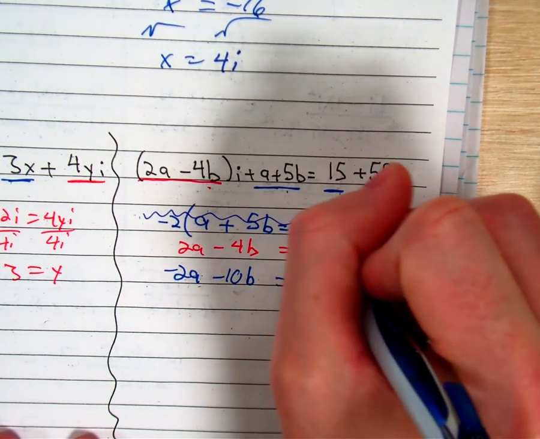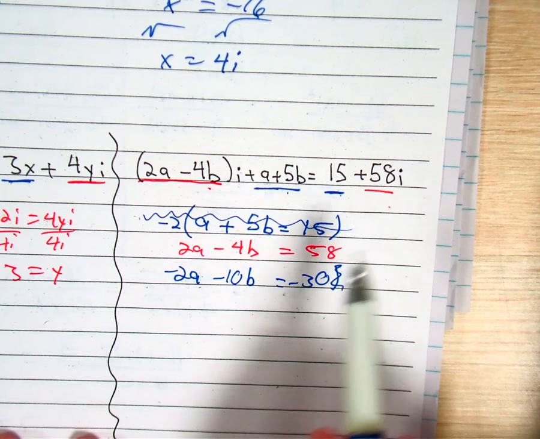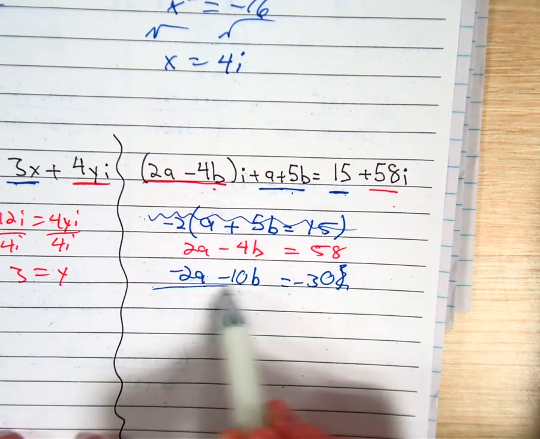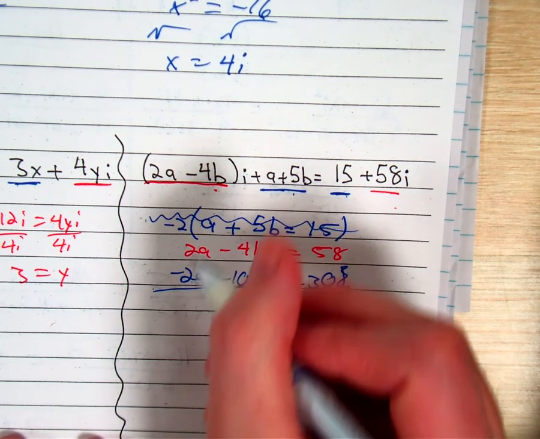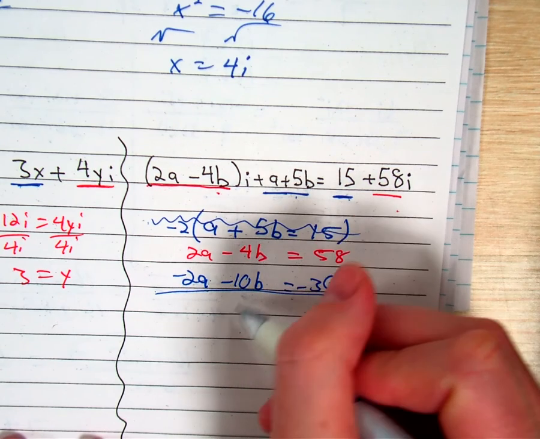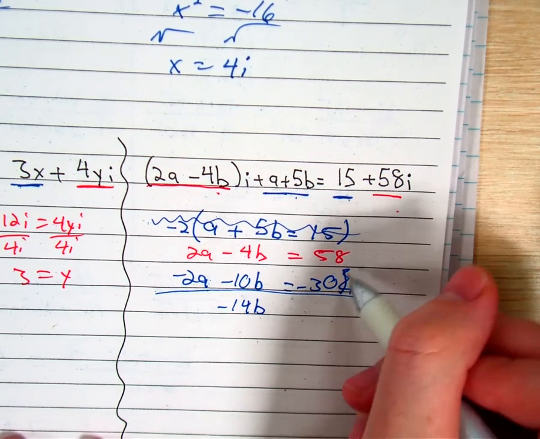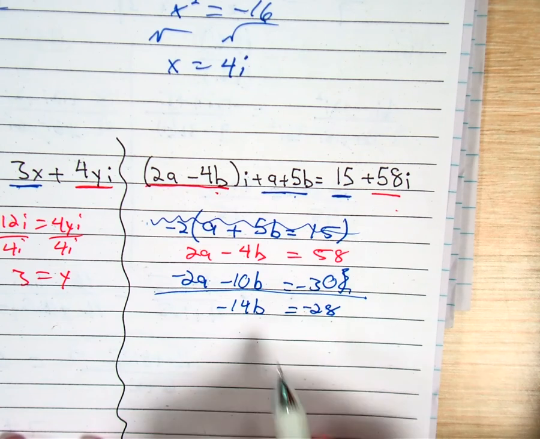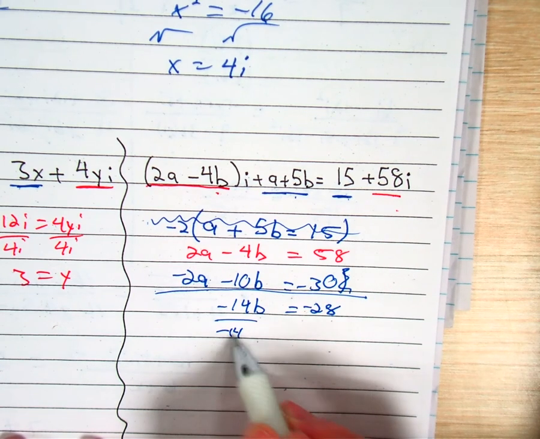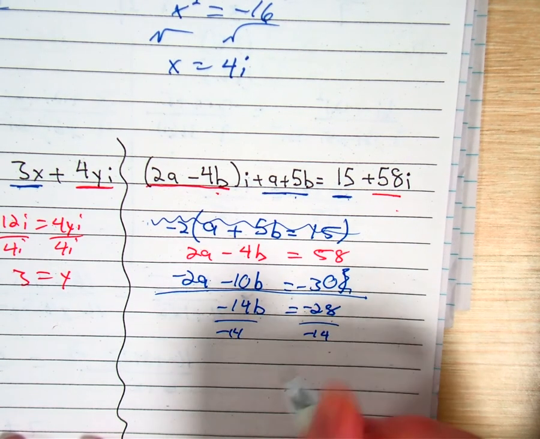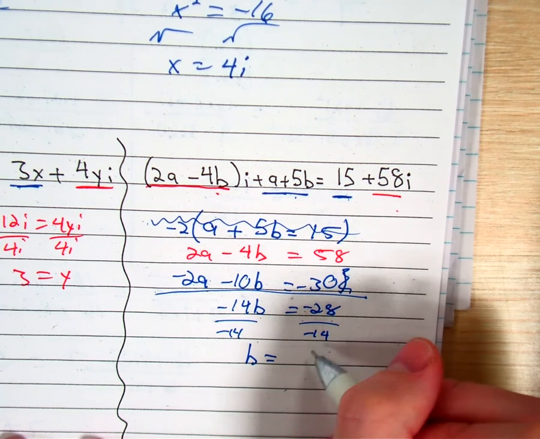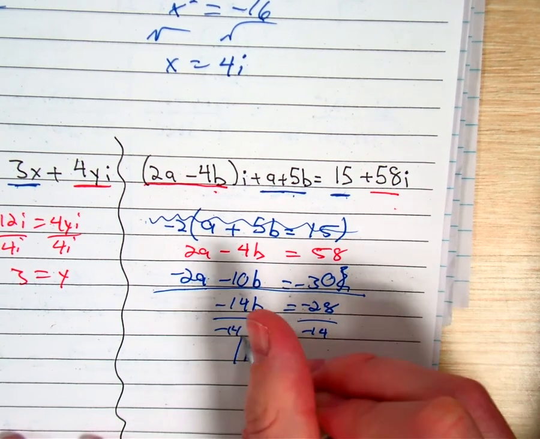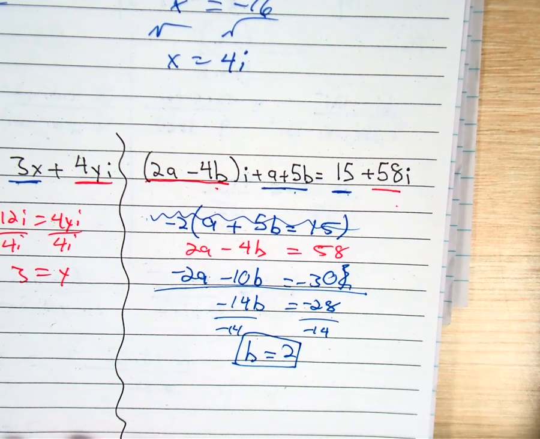Okay, so I'll put just one little squiggle through here. I can still read it if I want to come back and use that one later. Okay, add down, cancels, negative 14b, negative 28. Divide by negative 14. b equals negative over a negative is a positive 2.